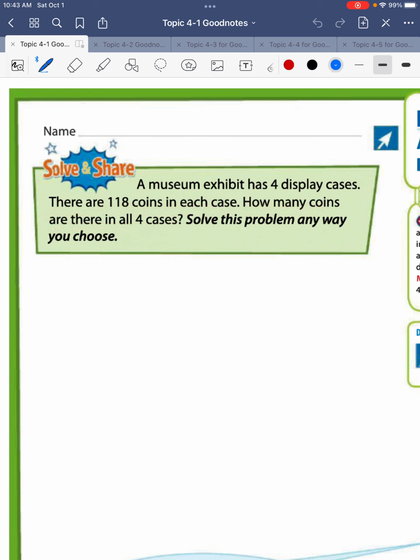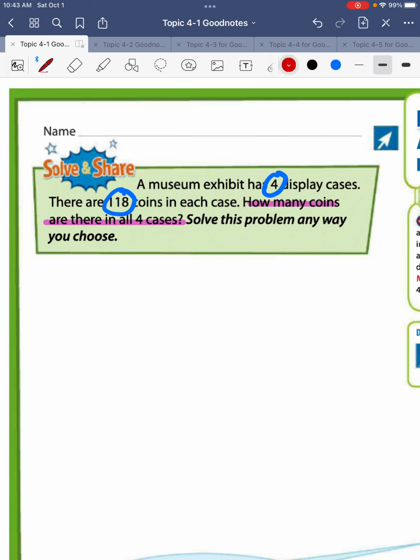So I'm going to do my cubes first. I'm going to circle my important numbers. So I have 4. I have 118. Okay, and I have another 4 here too, but it's just repeating it. So now I'm going to underline my question. It says, how many coins are there in all 4 cases?